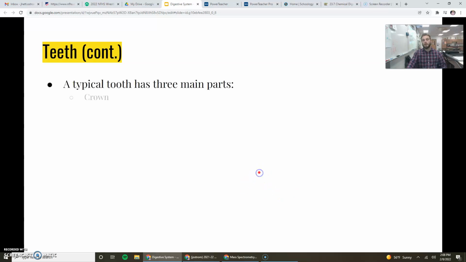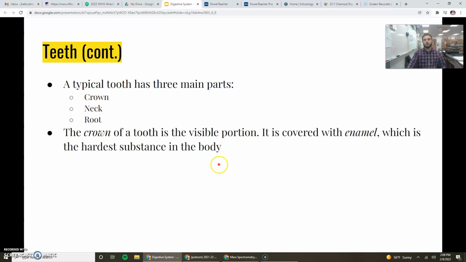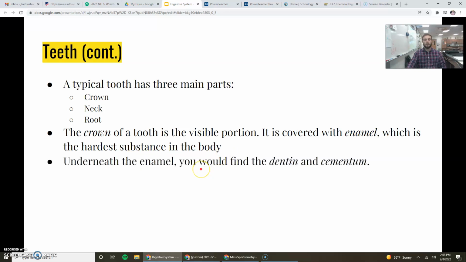A typical tooth is going to have 3 parts: the crown, the neck, and the root. And they're going to refer to different areas on the tooth. A crown is the visible portion. It's going to be covered with enamel, the hardest substance in the human body.